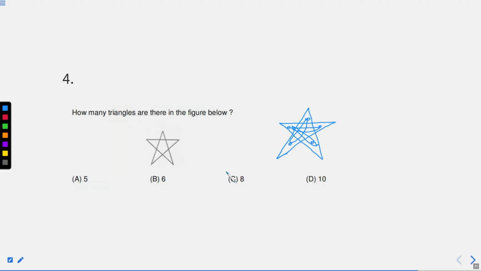So it will be either not A, not B, either it will be 8 or 10. Right now I am able to calculate 8. If a few more are there, you are supposed to mark the answer. Even if you are able to find 9 triangles, but not able to find the 10th one, you can eliminate option C and find the answer as option D, right?